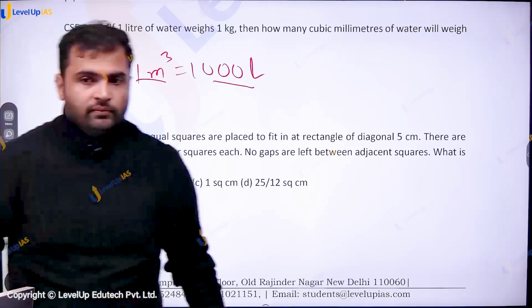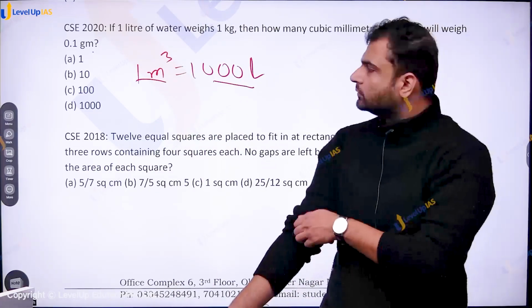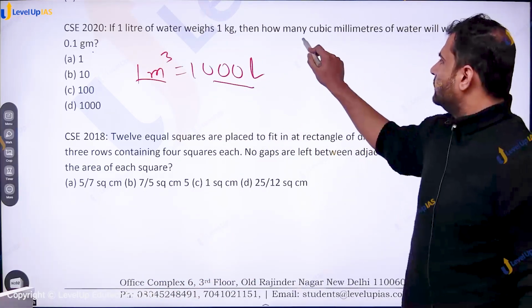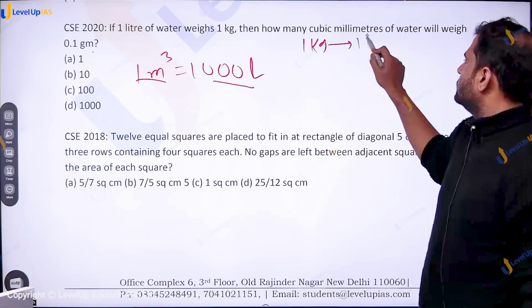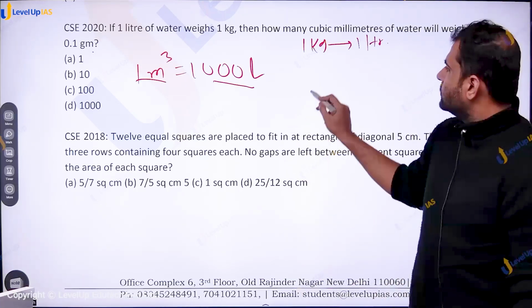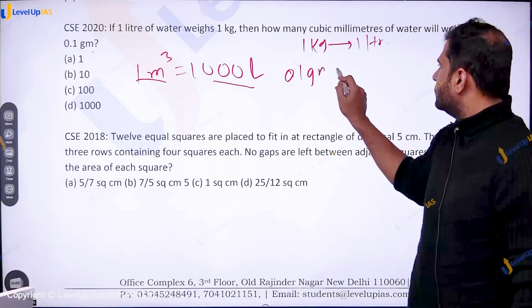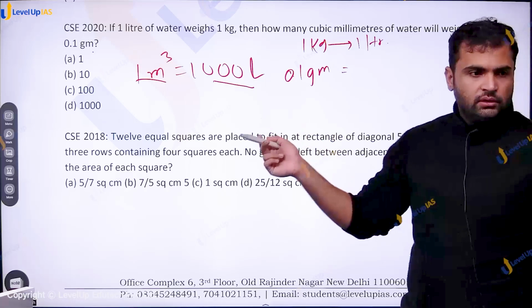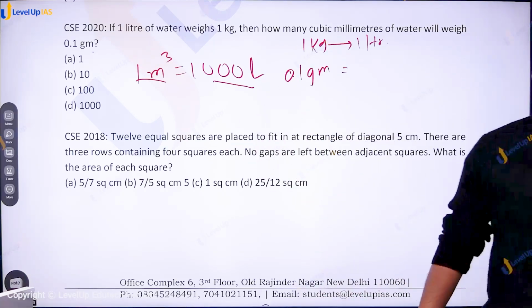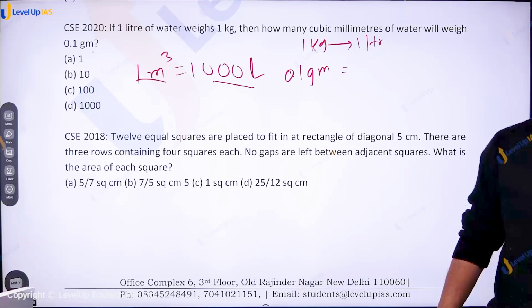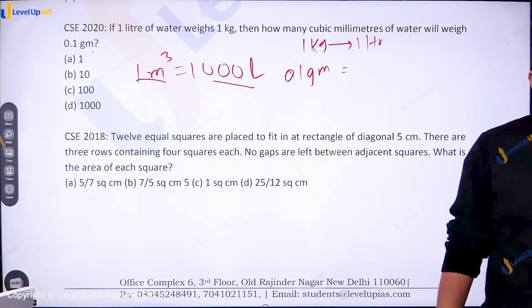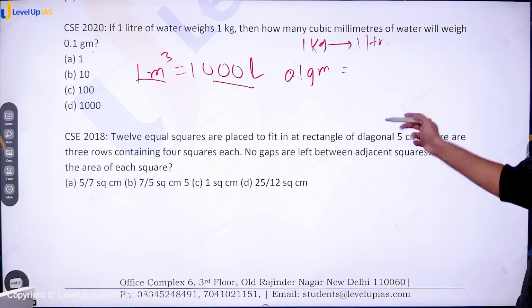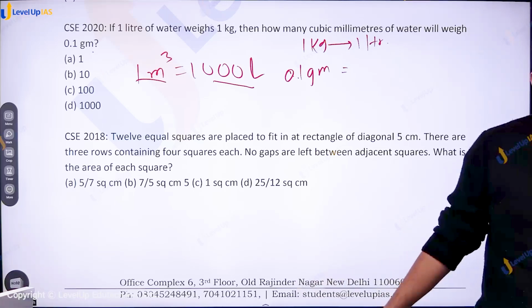Done? We have 1 kg is 1 liter, so 0.1 gram goes to how much? 0.1 gram is nothing but, in terms of kg, how many kgs? 1 kg is 1000 grams. No, no, how 0.1 liter? Then 0.1 kg would be equal to 0.1 liter.